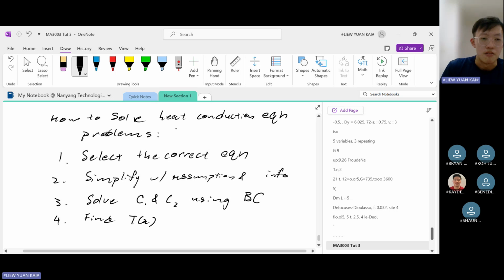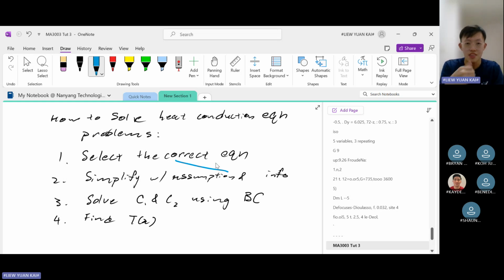Okay, so how do you select the correct equation? Selecting the correct equation is very obvious. It depends on the shape of the object. If it is a cylinder, a pipe, or a rod, then you use the cylindrical equation. If it is a ball, a sphere, then obviously use the spherical equation.